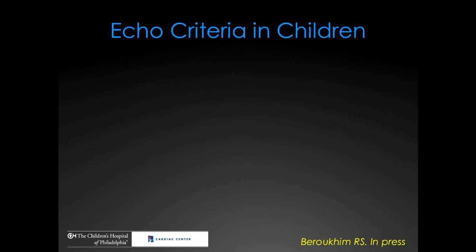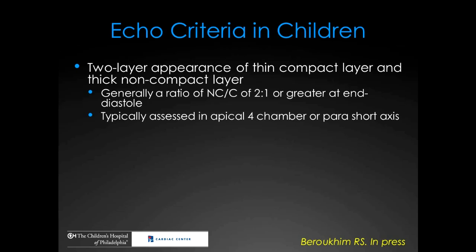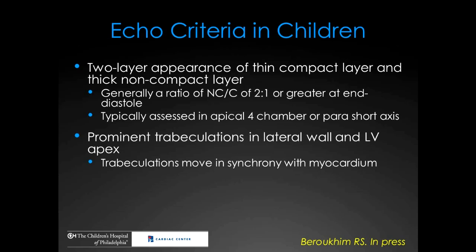What about in children? I think it's a little bit more challenging in children how to make this diagnosis. So we've come up with the definition of a two-layer appearance of thin compact layer to thick non-compacted layer. Again, we use a ratio similar to the adult population, which is non-compacted to compacted layer of 2:1 or greater at end diastole. And this is typically assessed in the apical four-chamber or parasternal short-axis view.